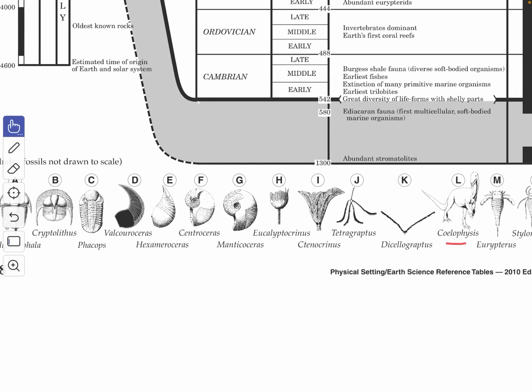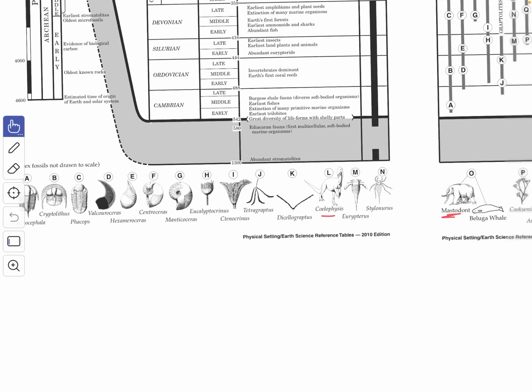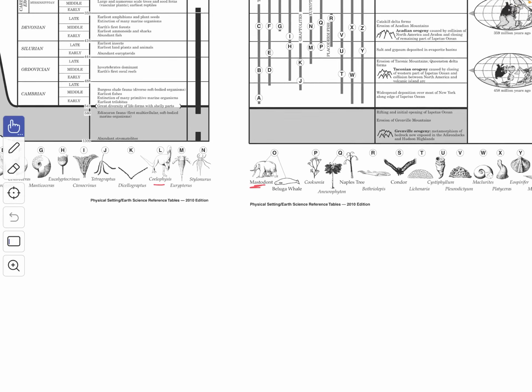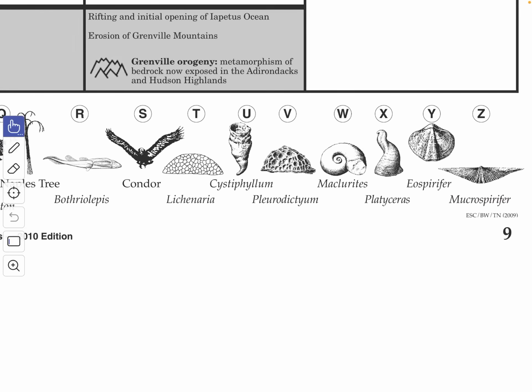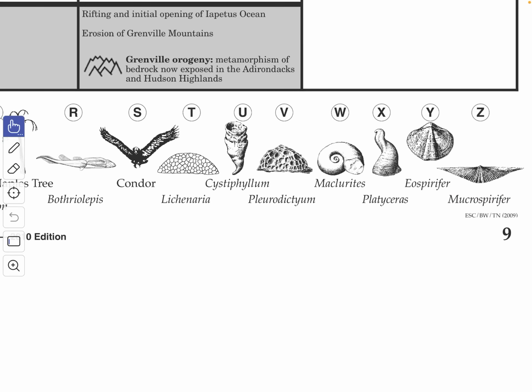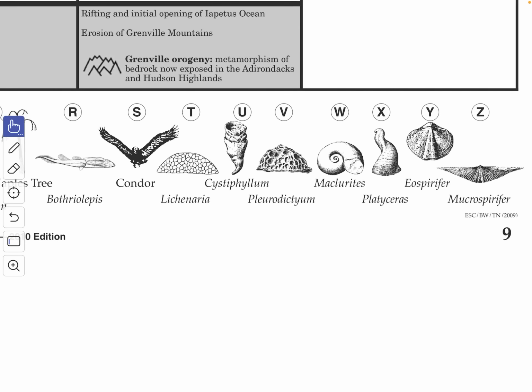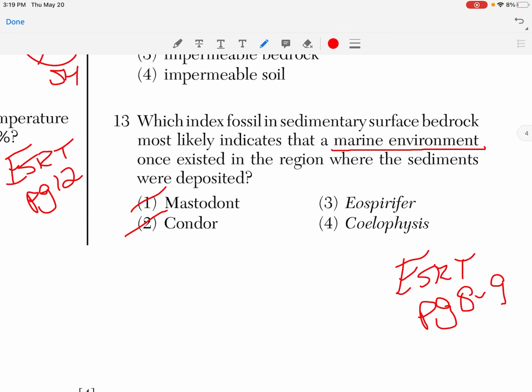It's got to be Eosporifer. And if you look for Eosporifer, it's on here. And it's way over here on the right-hand side, letter Y. It's like this shelled organism. It kind of looks like a mollusk or some kind of clam of some sort. And so that would make sense that that lived underwater. And therefore, going back to the test, the answer has to be number 3. Okay?